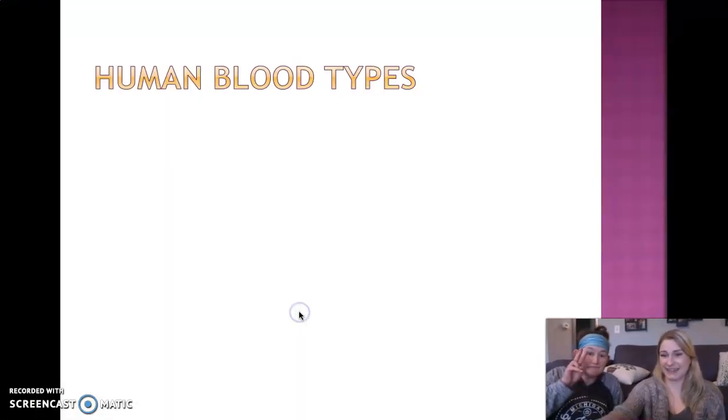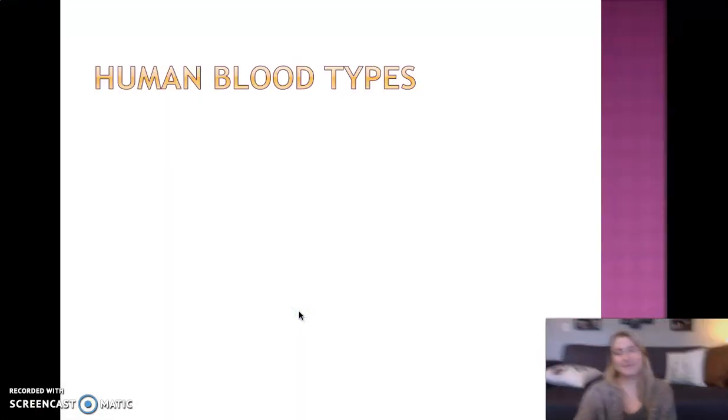All right, so blood typing. I'm sure you guys have heard about A blood type, B blood type, AB, and even O. And that is another example of multiple alleles.